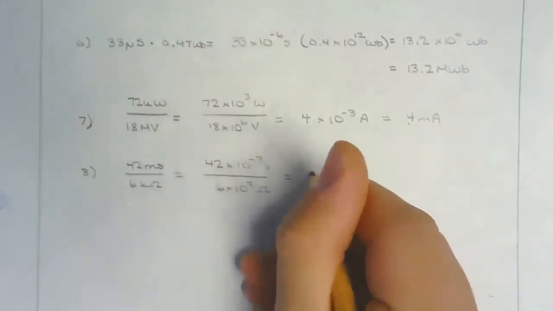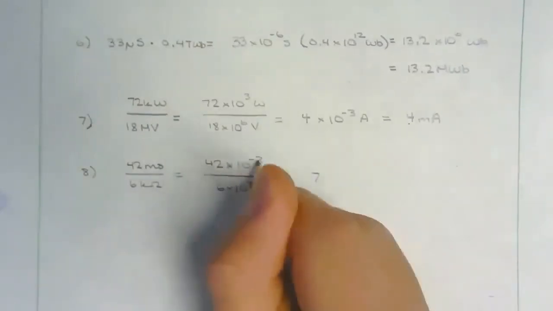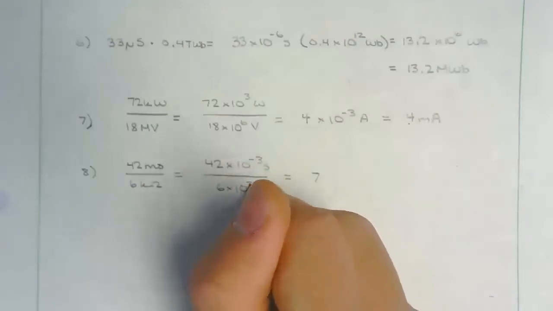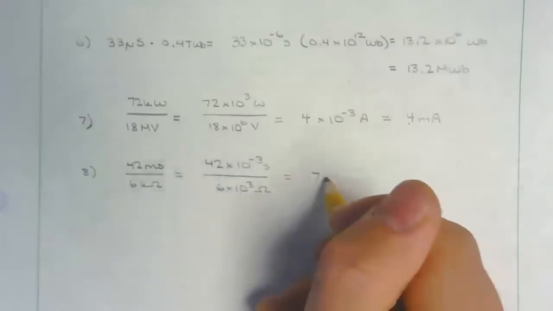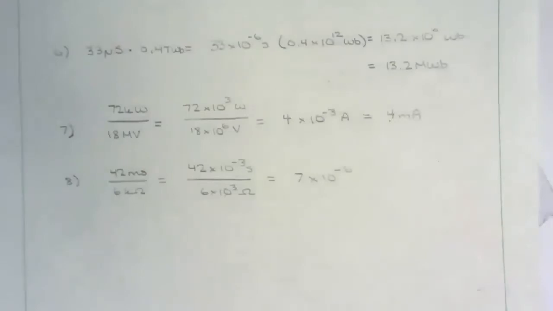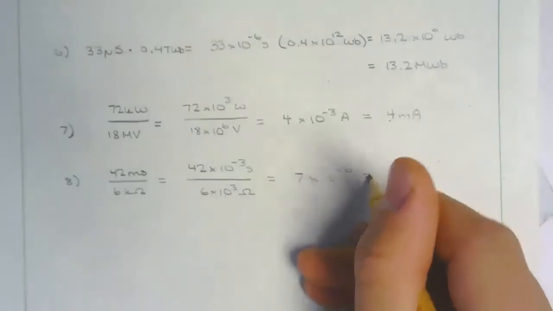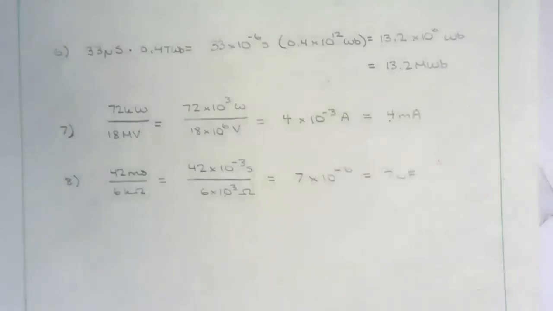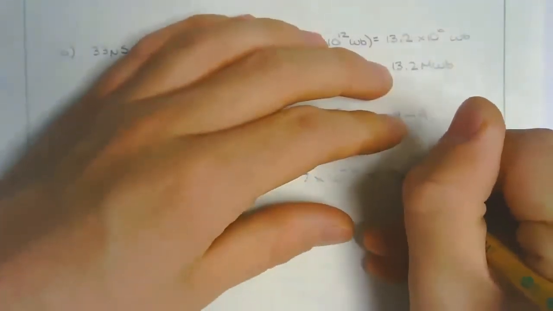42 over 6 is 7. 10 to the negative 3 over 10 to the 3 is going to be negative 3 minus 3, which is going to be negative 3 plus a negative 3. So 10 to the negative 6. We have seconds over ohms here, which is going to give us something we already went over, though. It's going to give us farads. So we're going to have 7 microfarads. Times 10 to the negative 6 is micro. Remember mu? Mu here is micro.